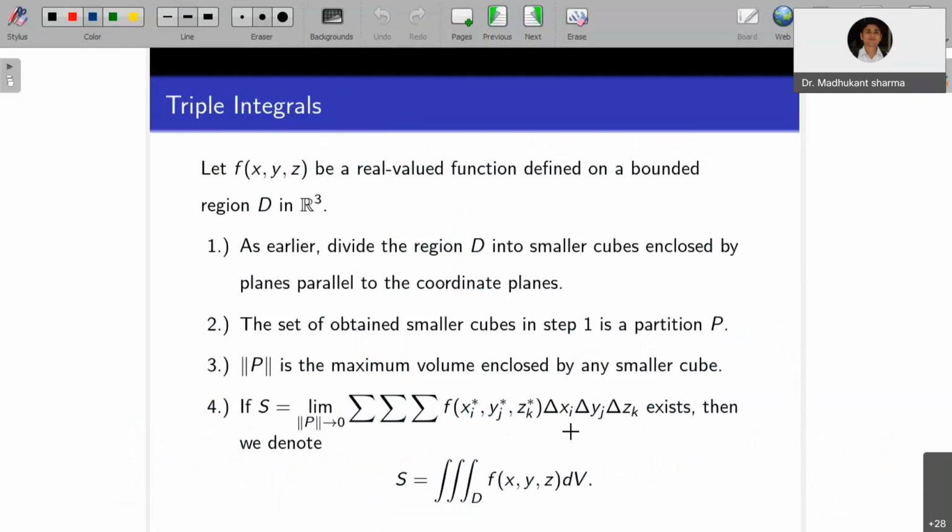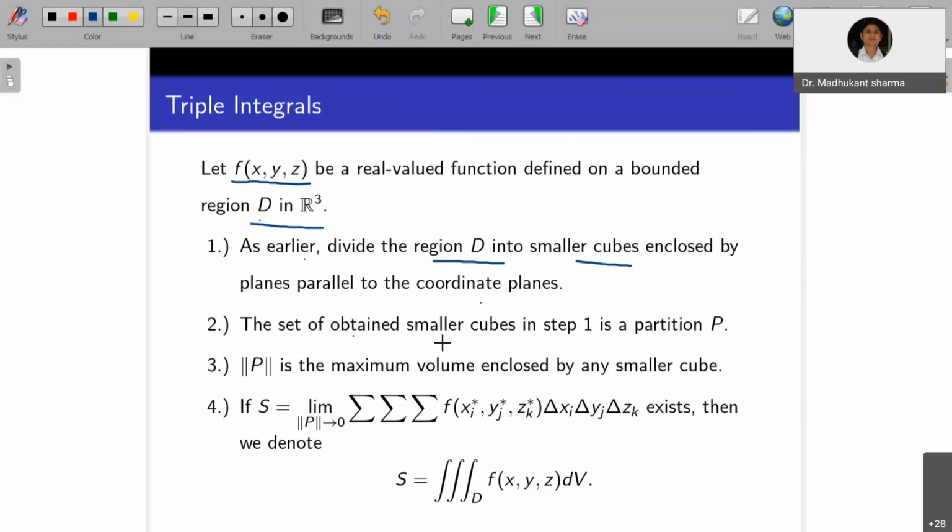So I'm not going to go into detail on the theory part now, how this Riemann sum approach works for the triple integral. I'm just going to read these out. Let f be a real valued function defined on a bounded region D in R3. As earlier, divide the region D into smaller cubes. When you look into R3, the rectangle becomes, if you include the height as well, a cube, closed by planes parallel to the coordinate planes.